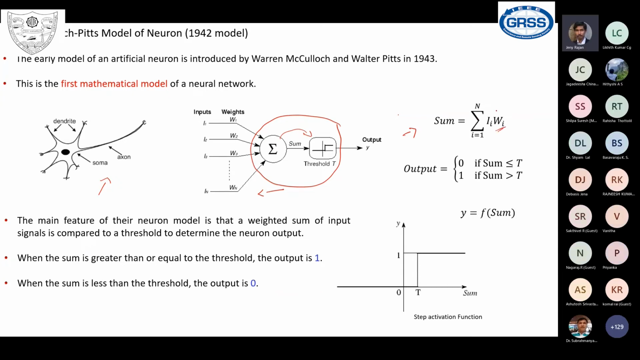So these weights can be considered as equivalent to the synaptic strength in a biological neuron. First we will compute the weighted sum. Once we have this sum, we will check its value. If this sum is greater than a threshold, then the neuron will fire. Otherwise, the neuron is not going to fire. In this case, we are going to use a step activation function.